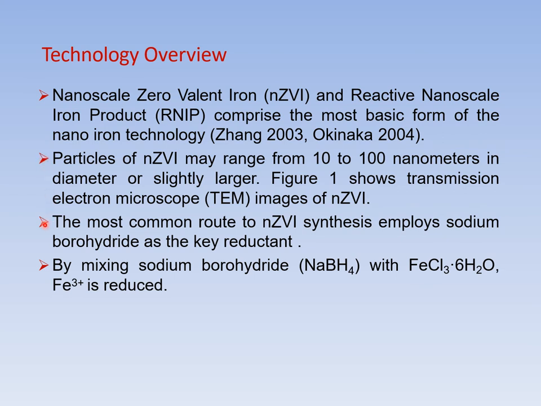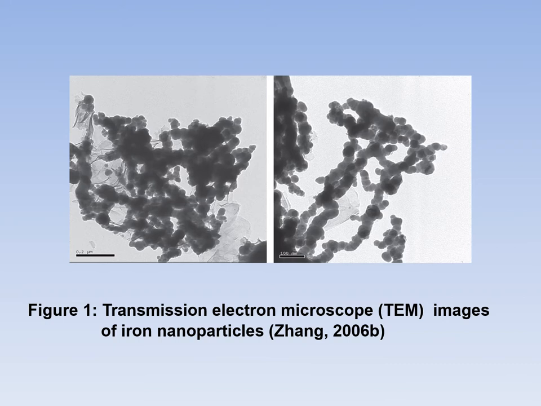The most common route to nanoscale zero valent iron synthesis employs sodium borohydride as the key reductant. By mixing sodium borohydride with FeCl3·6H2O, Fe3+ is reduced. So this figure is showing the transmission electron microscope TEM images of iron nanoparticles.